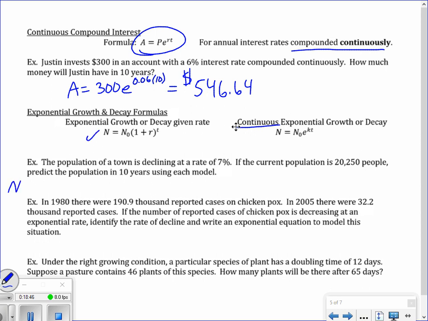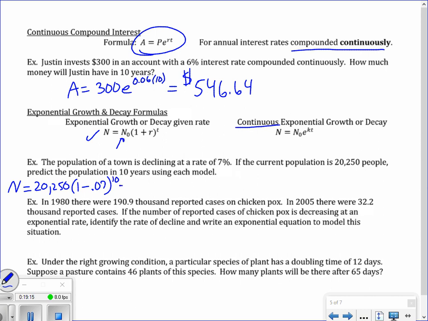So n is going to be my amount in the end, my N0. So just like in science class, when you have like v0 is your initial velocity, this is my initial number of things, number of people. So I got 20,250. And I have 1 plus, my rate is declining. So actually I don't need a plus, I need a minus right here. So minus 0.07. So again, change your rate, it has to be a decimal. And t, my time, is 10.